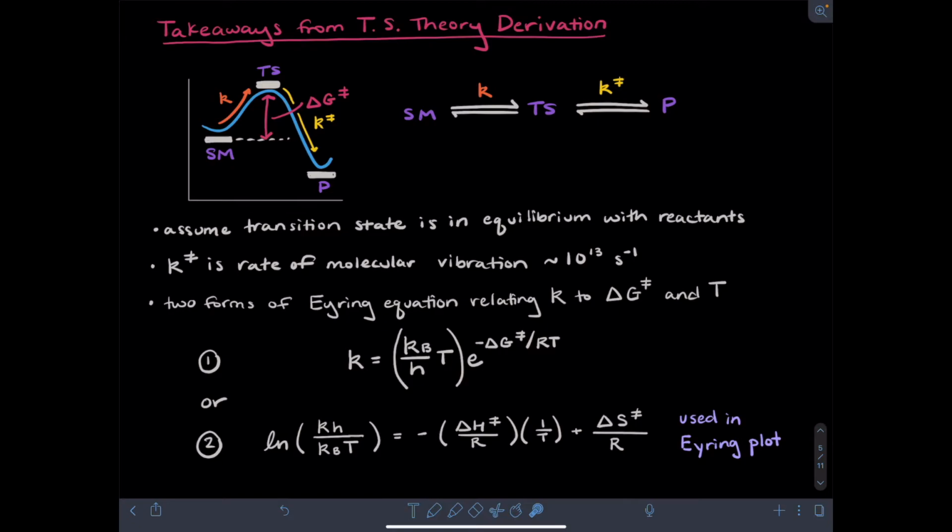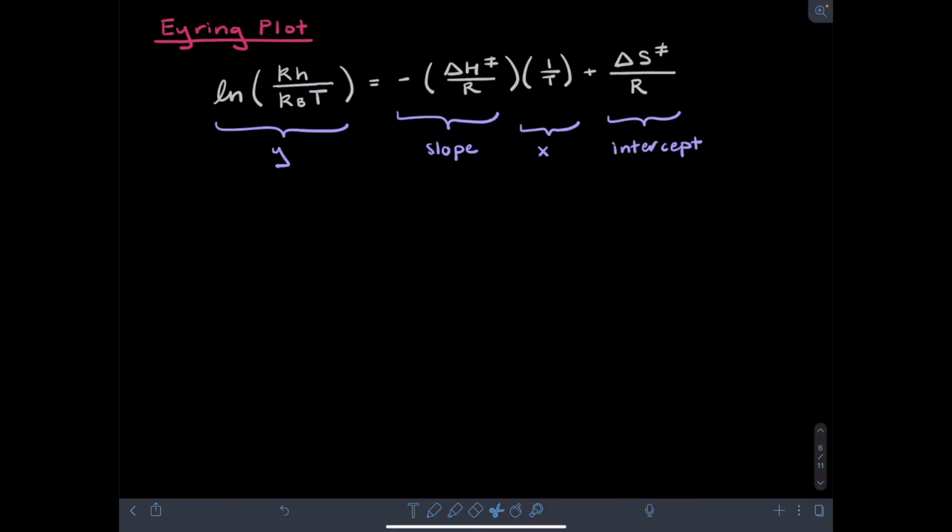And it's the second of these that we're going to use more readily in Eyring plots, which I'm just about to discuss. Here I've rewritten the form of the Eyring equation where I have the type y equals mx plus b. What we would do is consider a graph where we have our y-axis as the natural log of rate constant k times h divided by kBT, and the x-axis is going to be 1 over the temperature.